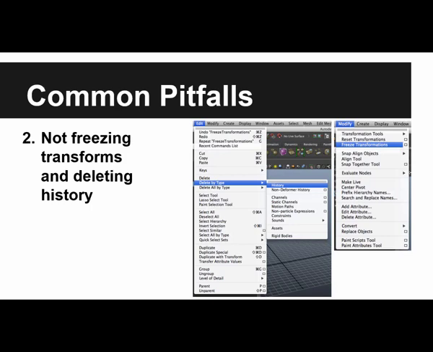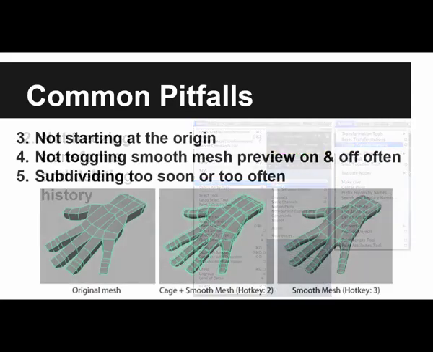So here is how you would do that. You would go Edit, Delete by Type, History. If your character is rigged and you have skinned your model, then instead of deleting history regularly, you would go Delete by Type, Non-Deformer History. Under the Modify button on the main menu, you will find the Freeze Transformations option.